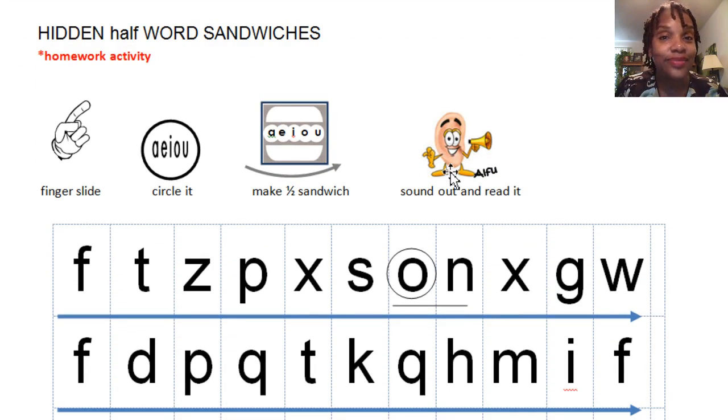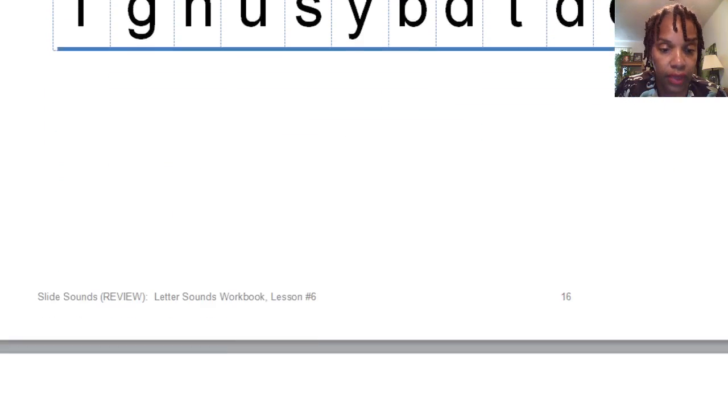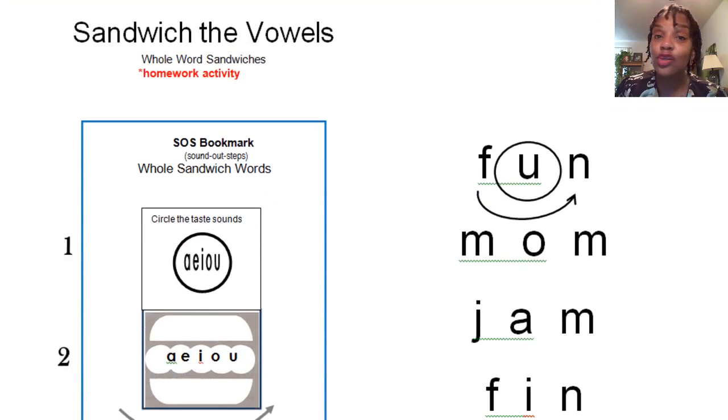All right, so this is also in your homework packet. And remember this guy here? Who remembers who this guy is? Alpha Ear. Here's Alpha Ear again. So what you're going to do is help Alpha Ear find the hidden half word sandwich. These are all half word sandwiches, right? So the first thing you do, you're going to finger slide till you find one of these five special sounds, right? a, e, i, o, u. When you spot one of these sounds, you're going to circle the vowel or the taste sound, and then you're going to make the sandwich, on. These are all half sandwiches, all right? Good job, all right? So moving right along, all right? This is also in your homework packet, right? So now we're going to sandwich the vowels, or we're going to make the sandwich, right?